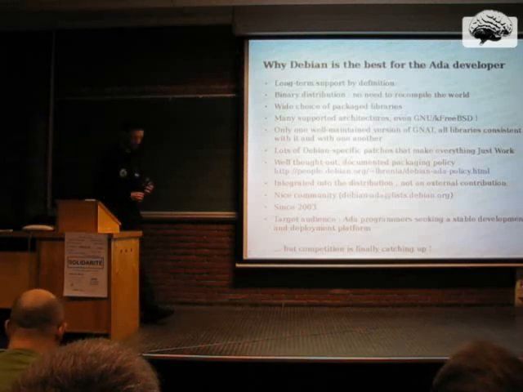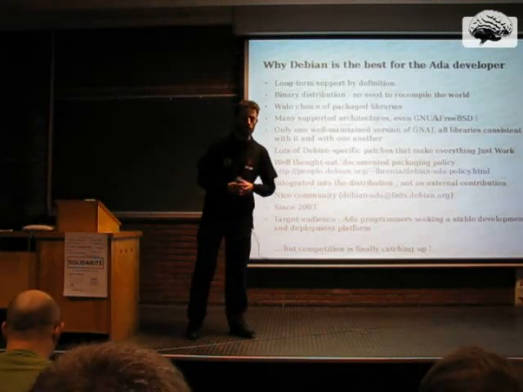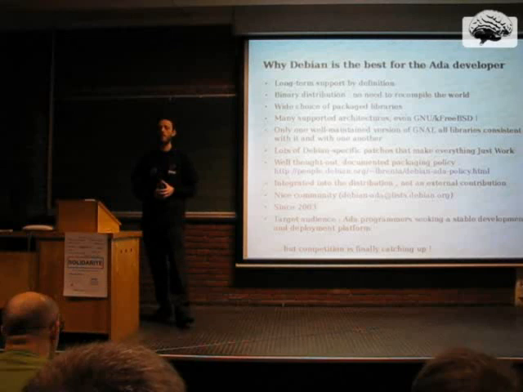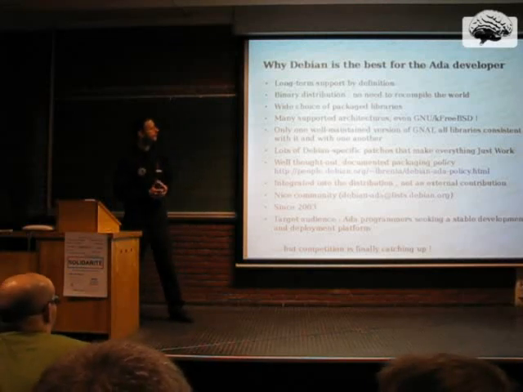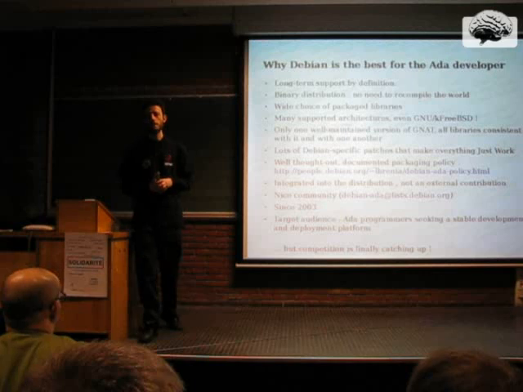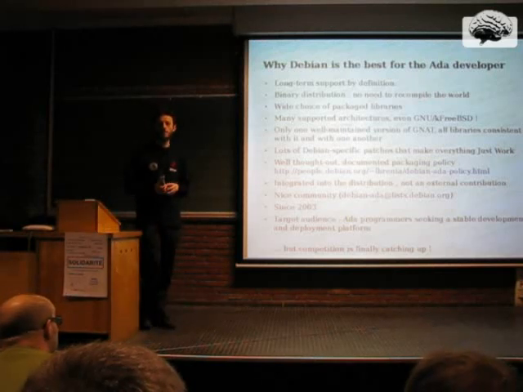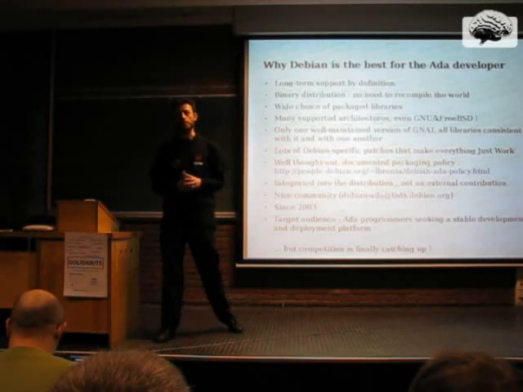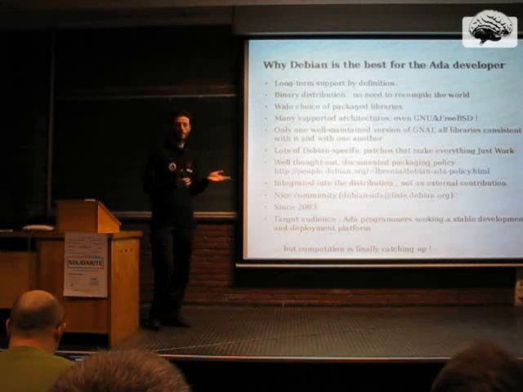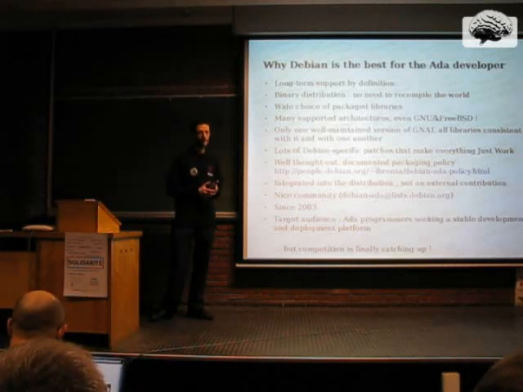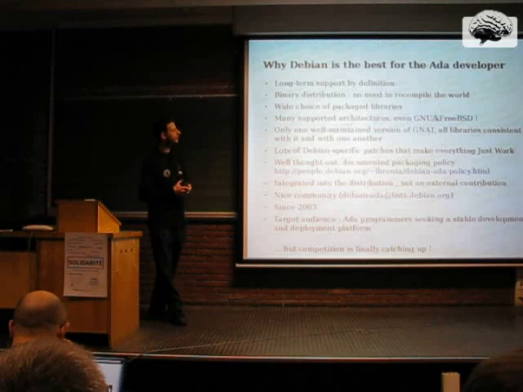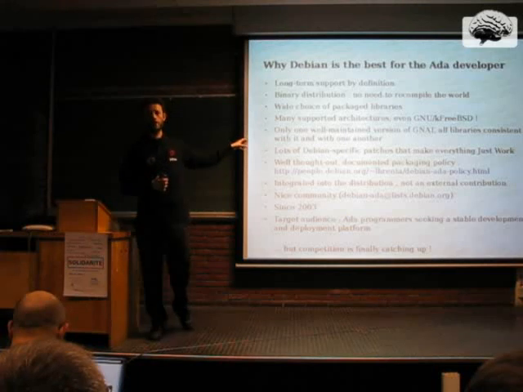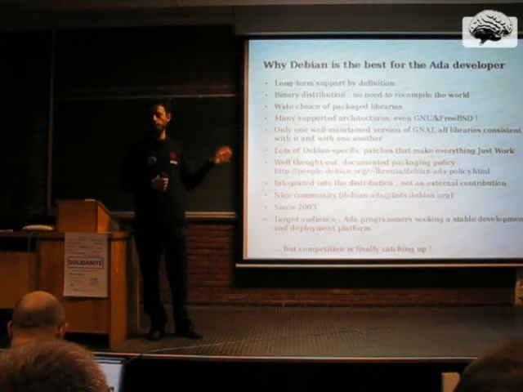Now, with all this, the consequence, I believe, is that Debian is now, today, the best you can get if you're an Ada programmer. Why? Because it has long-term support by definition. And Ada programmers tend to like that. Because it's a binary distribution, so you don't have to recompile everything. It's already done for you on multiple architectures. You get a wide choice of libraries. You know that all the libraries will be compatible with one another at the binary level and at the source level.